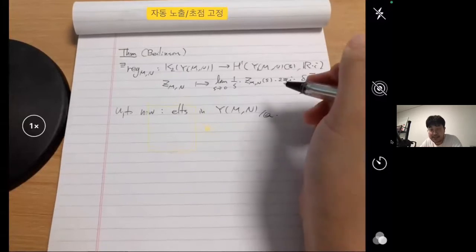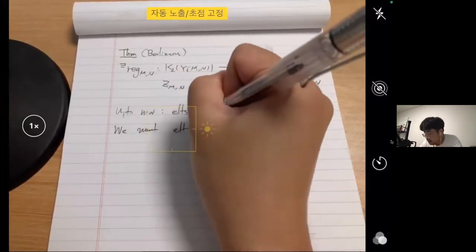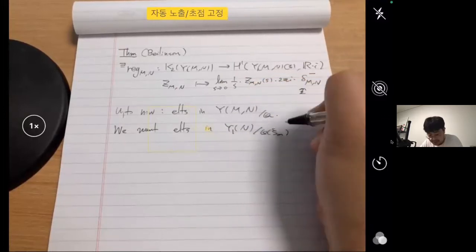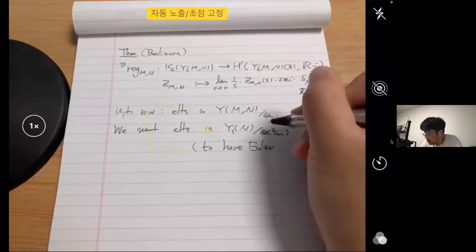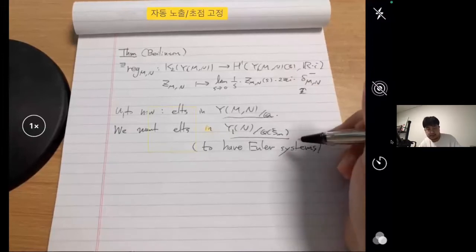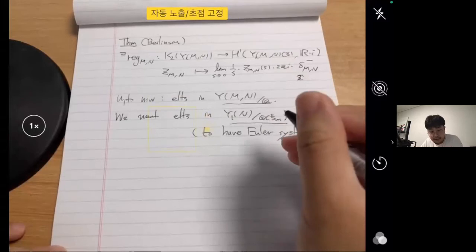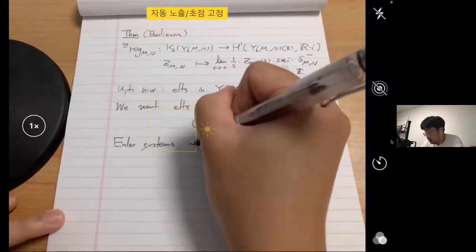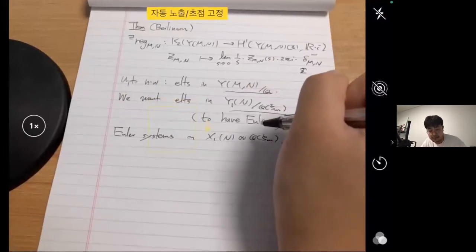But in order to have the Euler system, what we want is elements in Y_1n over an abelian extension, right? To have an Euler system, we need to convert from this to this. And so we want to have the Euler systems on X_1n over Q(zeta_m). This is what we want to do.